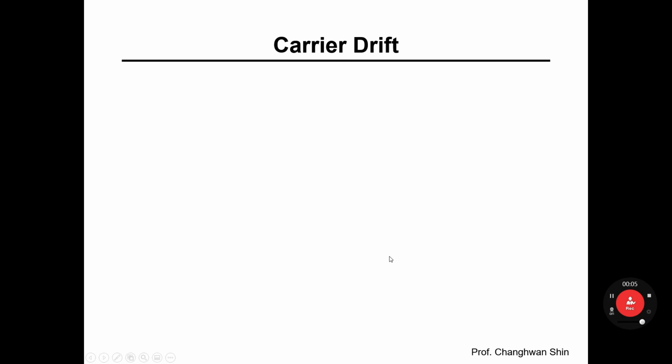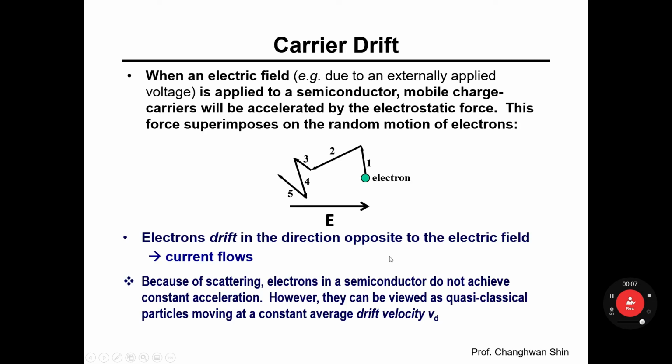In this slide, we're going to see some more details about how the electron is moving in a silicon material under an electric field. So here, let's read out all the sentences one by one. When an electric field, for example E, is formed because of an externally applied voltage, okay?